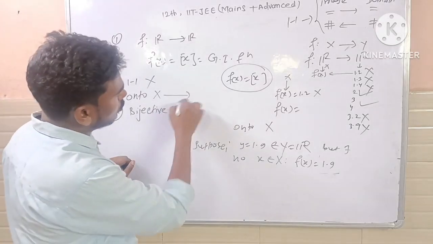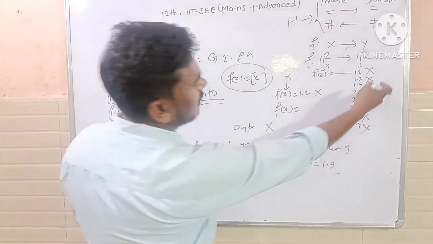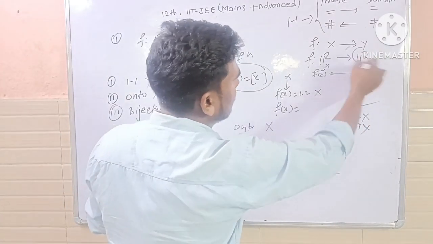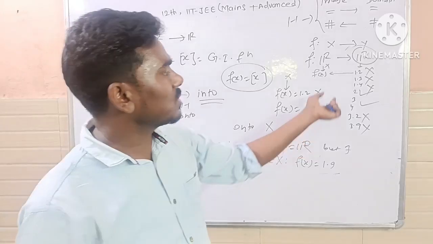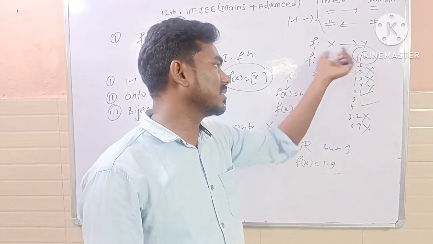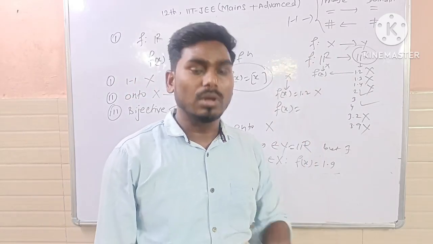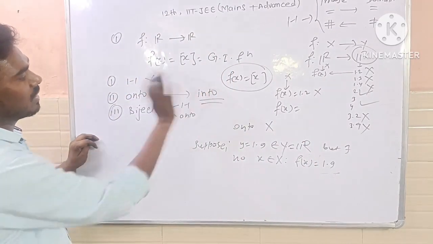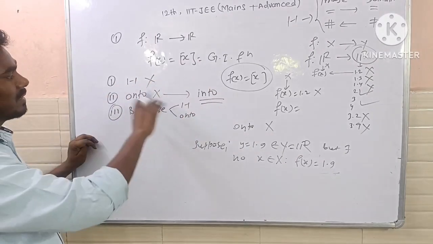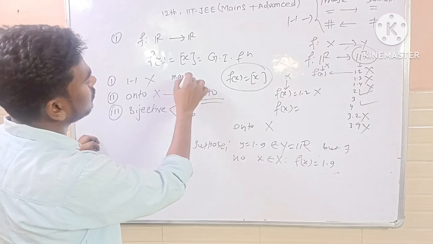So if a function is not onto, that means what? The function must be into. There are lots of numbers, the fractional numbers, sitting inside this codomain space, and corresponding to them we never ever have any x sitting inside the domain space. That's why this function is never onto but into. So this is onto, this is not onto but into. And you have already seen that this is not one-one but many-one.